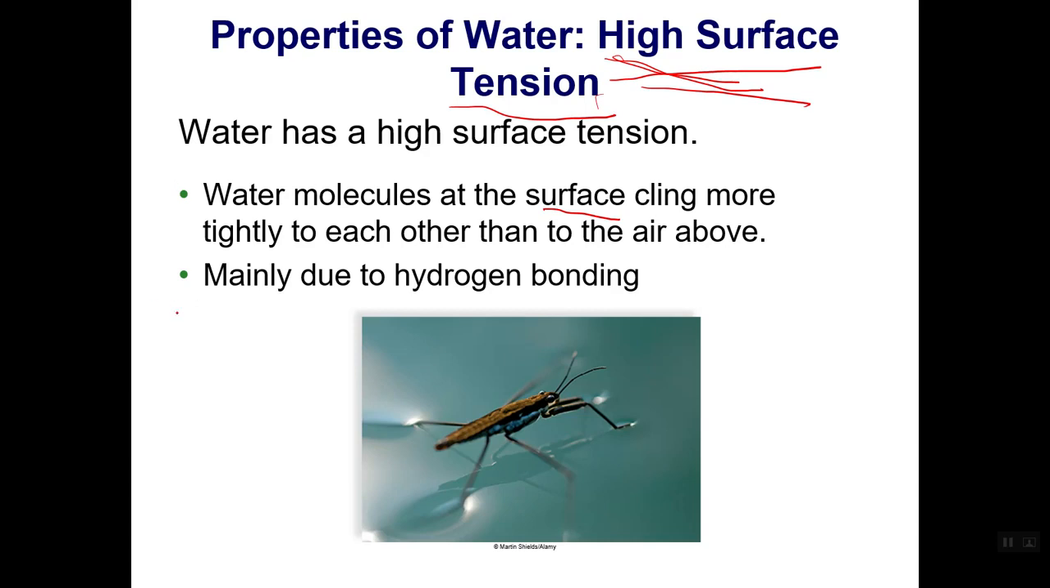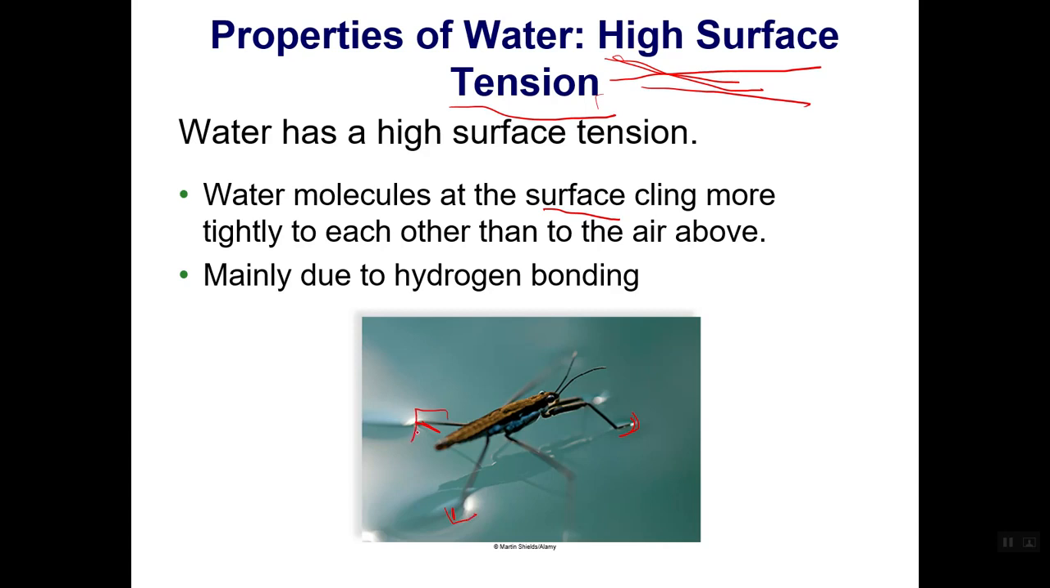All right, so because of that, bugs or anything that's really lightweight, as you can see here, are able to sit on top of the water. So you can see this little bug, like water striders, for example, spiders, I've seen them, crawling around literally on top of the water. They're able to literally walk on water because of surface tension.